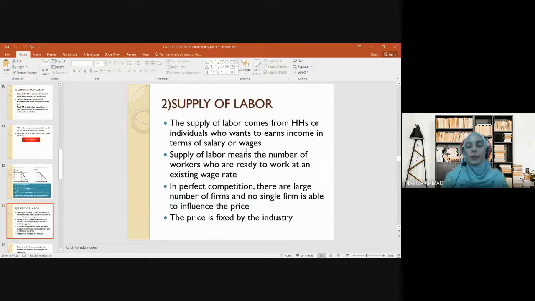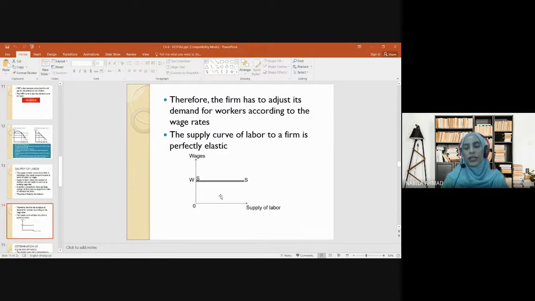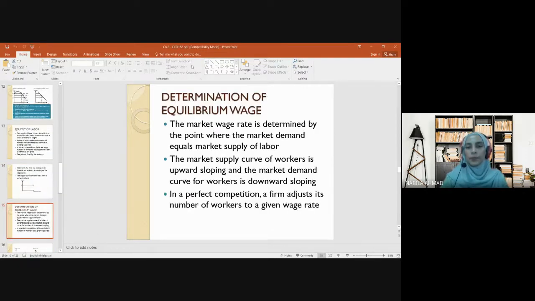And then we have supply of labor. The supply of labor comes from the household. So kita lah household yang nakkan salary or wages. And then so kalau perfect competition, the supply of labor is fixed lah. Alright, so ini adalah supply of labor under perfect competition. So the supply of labor is perfectly elastic or horizontal.